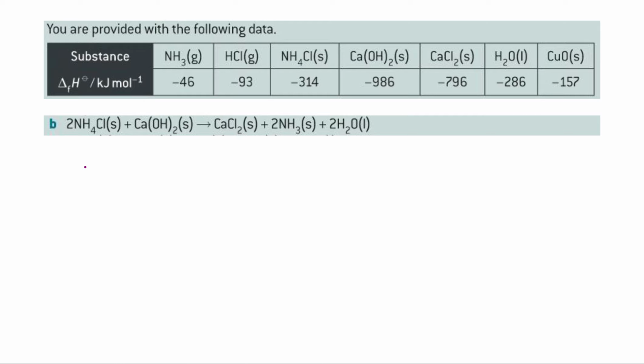So again, they've given us the enthalpy change of formation data and the equation, and we're being asked to calculate the enthalpy change of reaction for this reaction here. So again, I'm just going to rewrite that equation. And as I said, state symbols aren't very important in terms of constructing the Hess cycle, so I'm just going to leave them out for now, as long as your state symbols here match the state symbols of this data here, which they do.